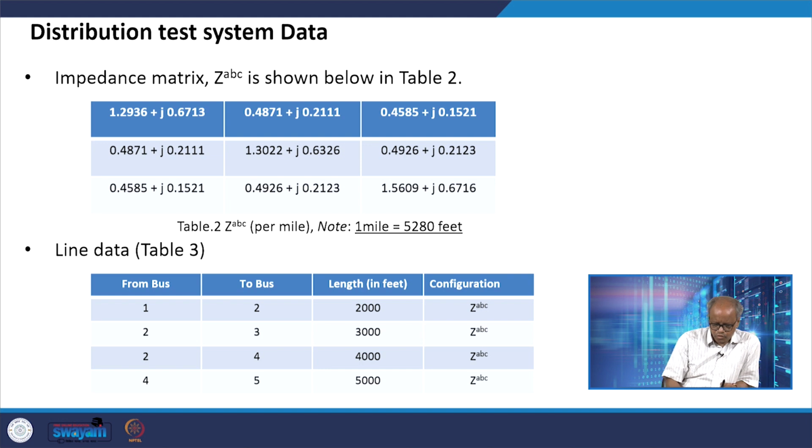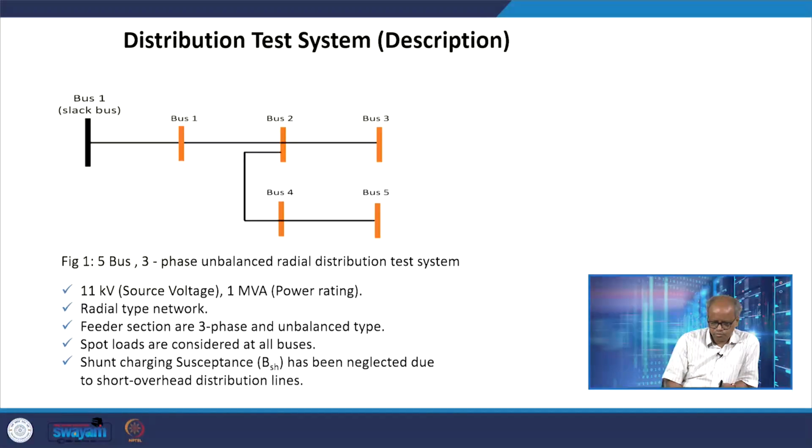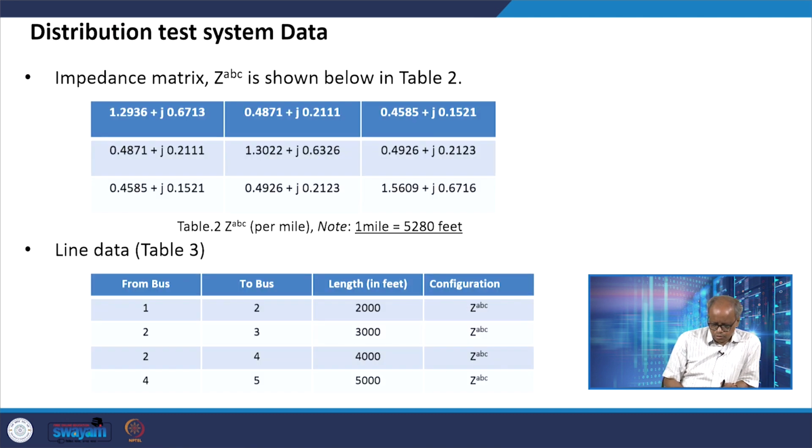And I have 4 lines: 1 to 2, 2 to 3, 2 to 4 and 4 to 5. So I have these 4 lines. Please note, this is not a bus. This is basically bus 1, the slack bus; this is just a notation. So I have only these 5 buses 1, 2, 3, 4, 5, and only 4 lines: bus 1 to 2, 2 to 3, 2 to 4 and 4 to 5. So these are the line data.